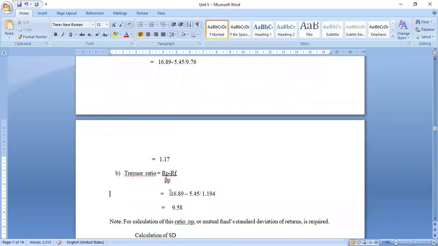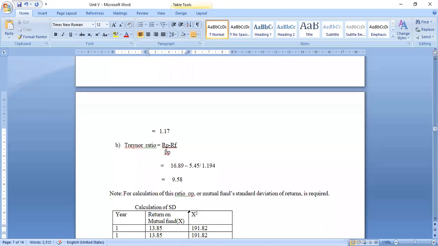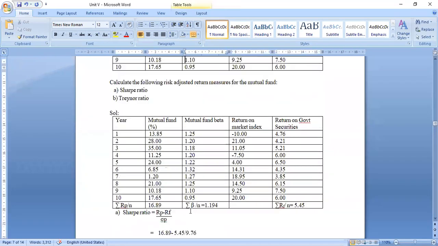So even in the case of the Treynor ratio, we have 16.89 minus 5.45 divided by 1.194, 9.58. So this is correct. By mistake, I had put the square root there. Now we will move on to why we have taken the return on the market index, or why we shouldn't take the return on the market index. Rather, we have taken the return on the mutual fund to calculate the standard deviation.